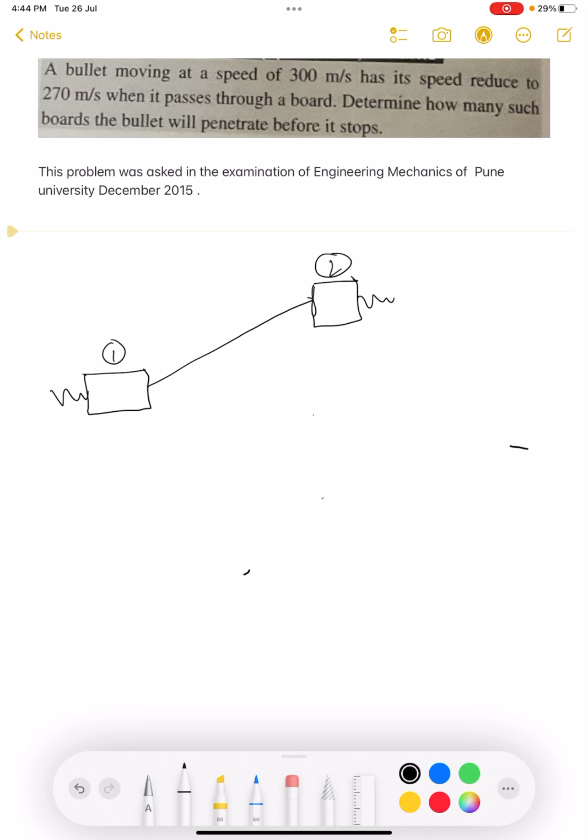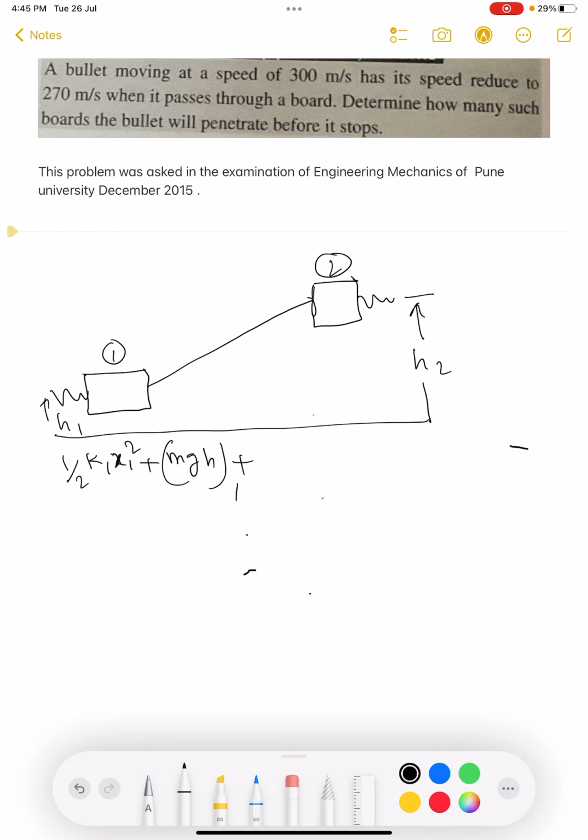This object at position 1 will have spring energy, which is given by half k1 x square. It will have some potential energy. If this is your datum, and this is the height h1 and this height is h2, then at position 1 it will have potential energy. It may have a velocity v1, and at position 2 the same object will have velocity v2. Then the kinetic energy will be half m v1 square at position 1.